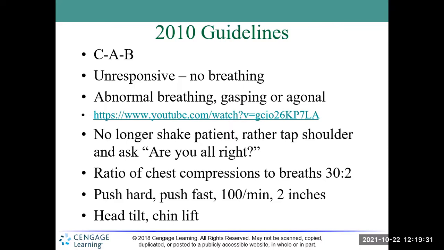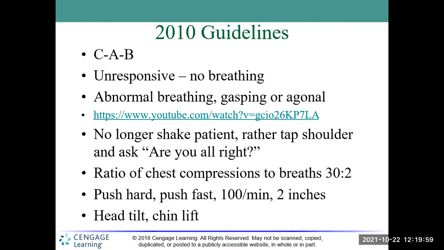And so if they're unresponsive and there's no breathing, and even if there's abnormal gasping or agonal breathing, I'm going to show you what that looks like. You're no longer going to shake the patient, but you're rather going to tap them on the shoulder, because shaking the patient could increase the risk of a cervical spine injury if that was the contact that was made if there was an injury.